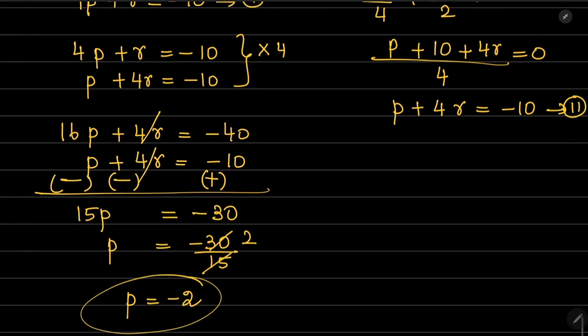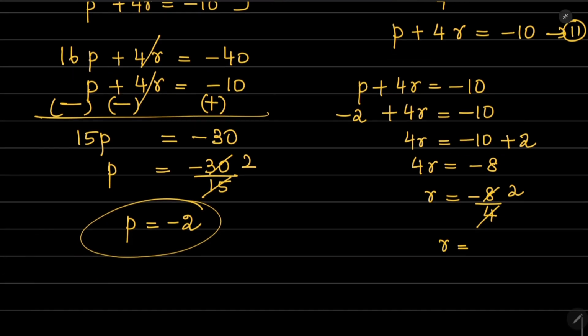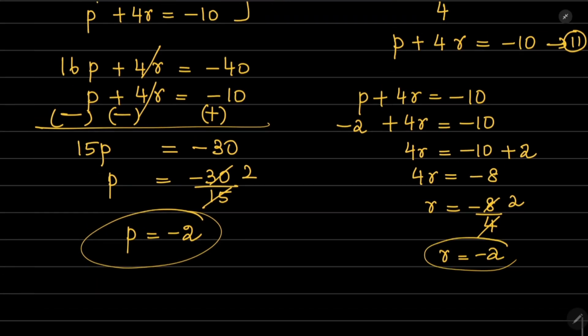Once P is minus 2, you can replace it in any of the equations. Say you have P plus 4R equal to minus 10. What is P? Minus 2 plus 4R equal to minus 10. So 4R equal to minus 10 plus 2, which is minus 8. So R is equal to minus 8 by 4, which is minus 2. Therefore P is equal to minus 2 and R is also equal to minus 2.